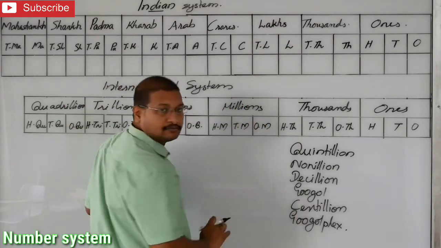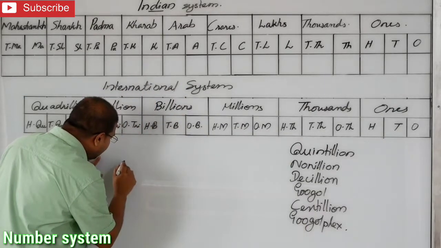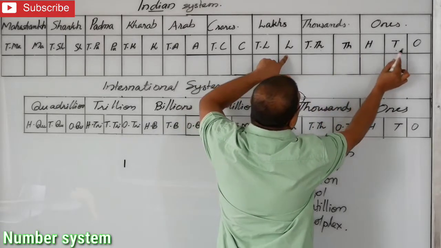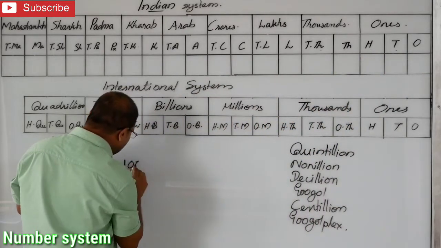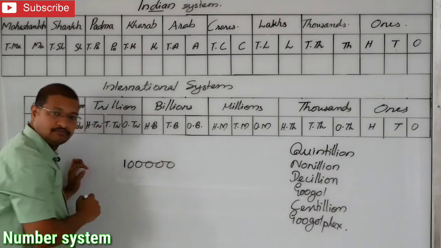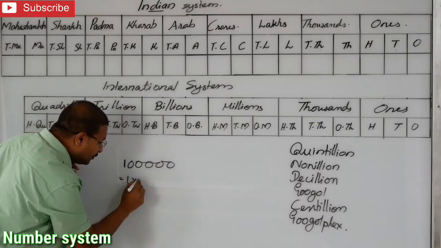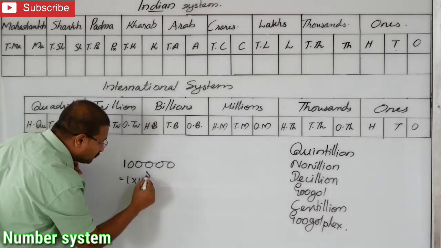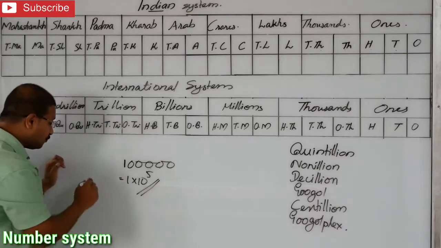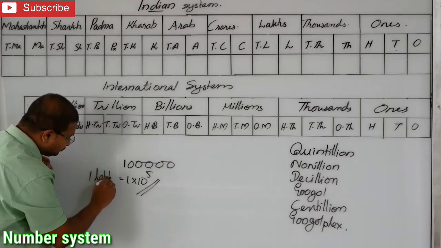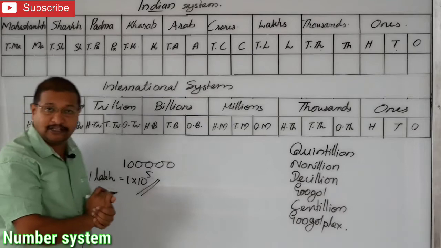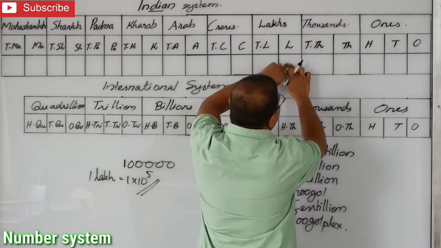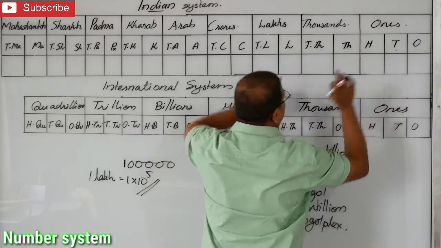Ready? So that means if I want to write 1 lakh, what will happen? 1 lakh means 1. After that, how many zeros will we put? 1, 2, 3, 4, 5. Equals 1 into 10 raised to 5. How many zeros are there? 1, 2, 3, 4, 5. That means we will write this way. This is 1 lakh. Got it? That means in the case of Indian system, if you want to write 1 lakh, after 1, 5 zeros we have to put.